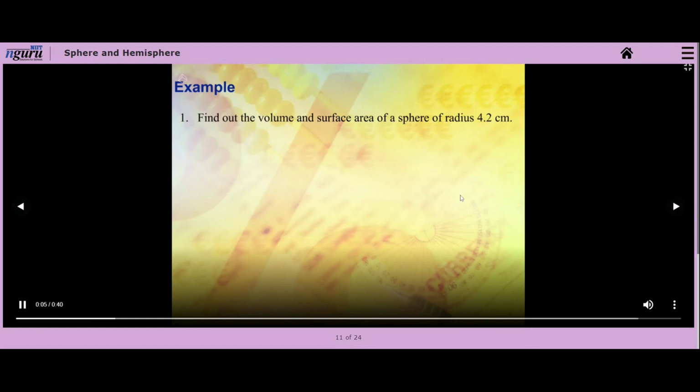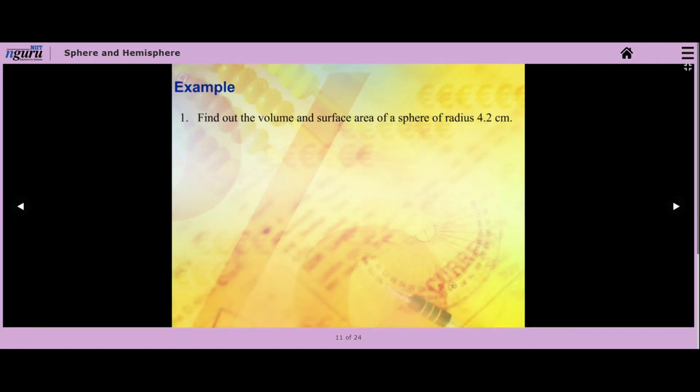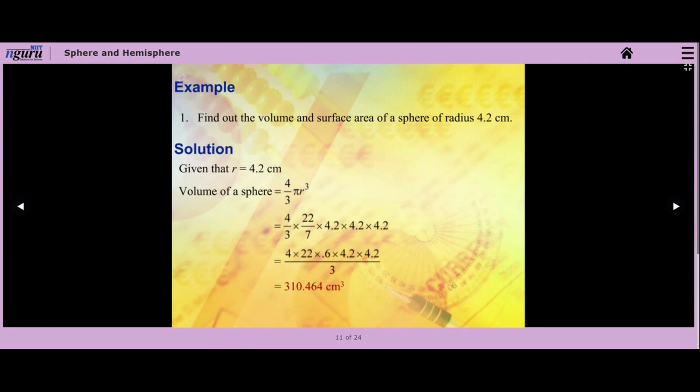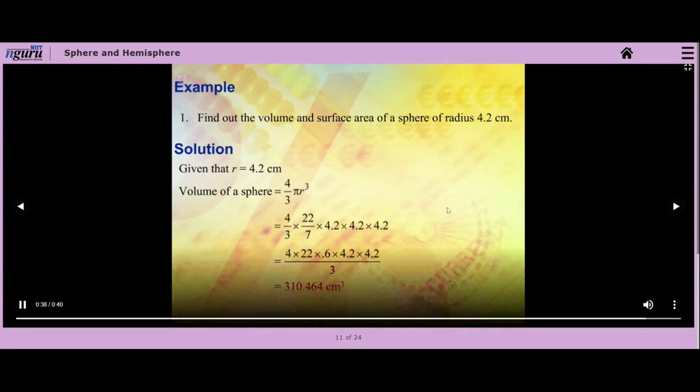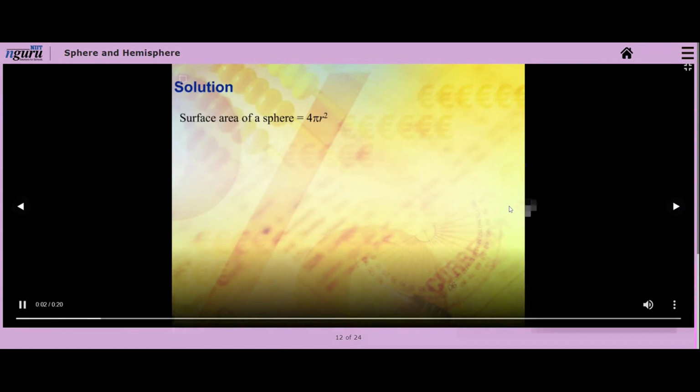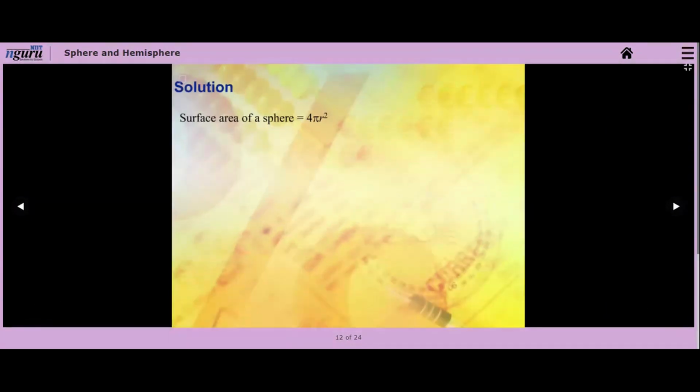Example 1. Find out the volume and surface area of a sphere of radius 4.2 centimeters. It is given that the radius of the sphere is 4.2 centimeters. We know that the volume of a sphere is 4 upon 3 pi r cube. In the formula, put the value of r as 4.2 centimeters. We find that the volume of the sphere is equal to 310.464 cubic centimeters.